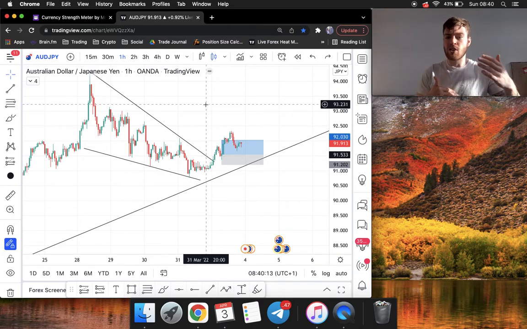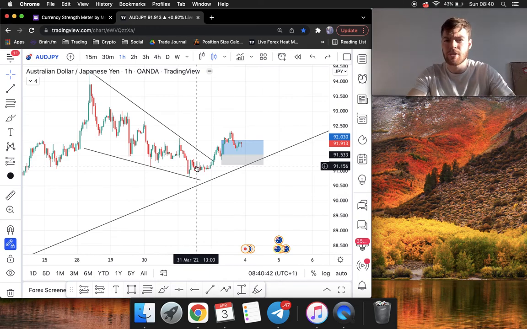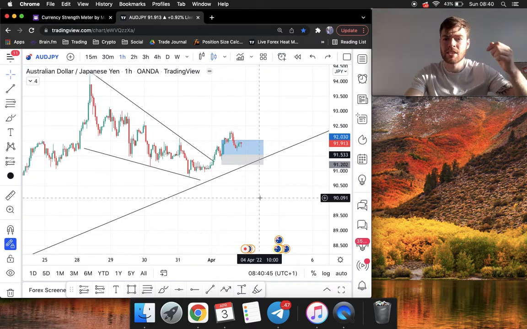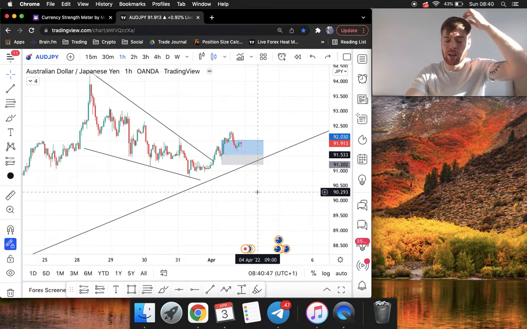I felt like Aussie yen was a pair that may not be affected by this as much as the likes of euro and dollar, because the euro is closer to Russia and Ukraine, and the dollar because the Americans are getting involved with this war. So this was another reason and added confidence for me entering this trade. That's another little insight as to why I got on.